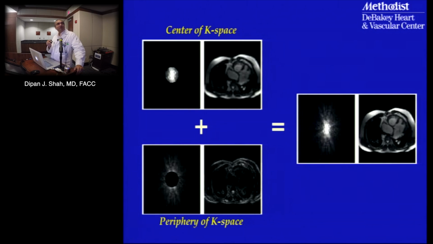Or on the flip side, I could just sample the center of K-space alone and reconstruct the image, and then I would actually have a whole image. But notice, I don't have very sharp details. I have differences in image intensity, but I don't have very sharp details in my image.